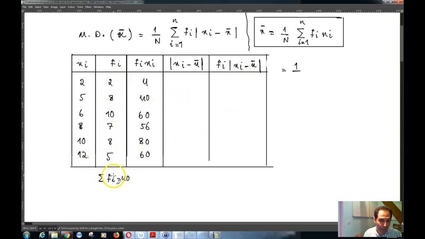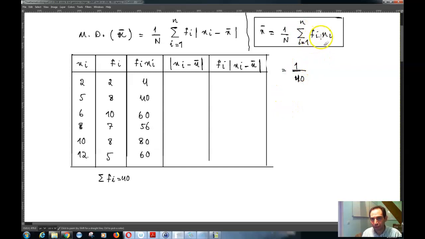Now sigma f of i, you can take it as n, because that's again the total number of times that your individual observations have occurred. So that's 1 over 40.